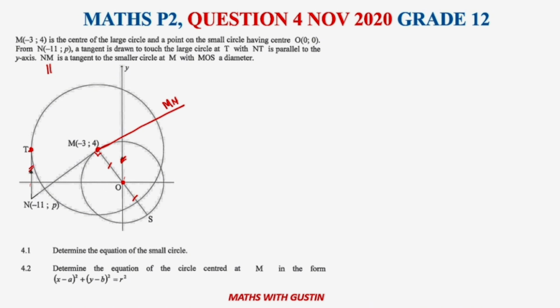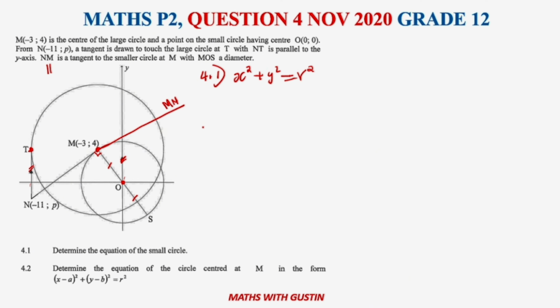Let's move on to 4.1. If you didn't read the question properly, guys, please pause this video or go through it again, gather as much information as you can so that it will be easy for you to follow as we answer the question moving right along. All right, so now 4.1, determine the equation of the small circle. You have to remember that the small circle is at the origin, so therefore the equation of the circle with the center at origin is given by x squared plus y squared is equal to r squared.